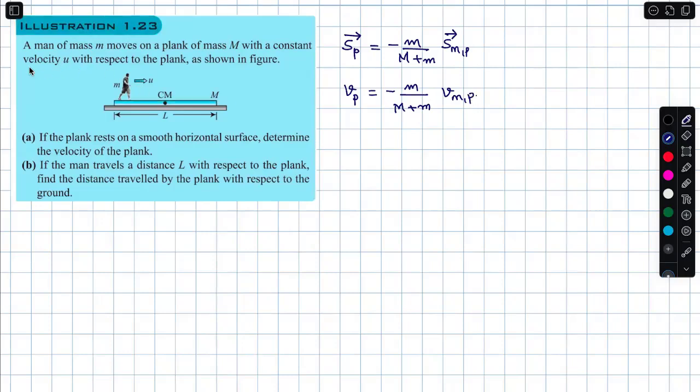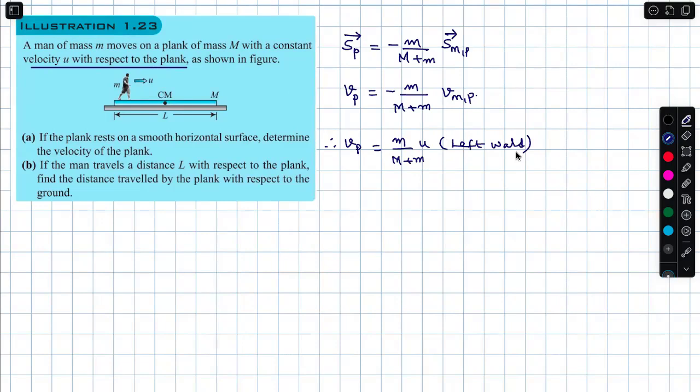Here, what is given is also the same. So therefore Vp is small m by capital M plus small m times u, leftward. So half of the question I have done.